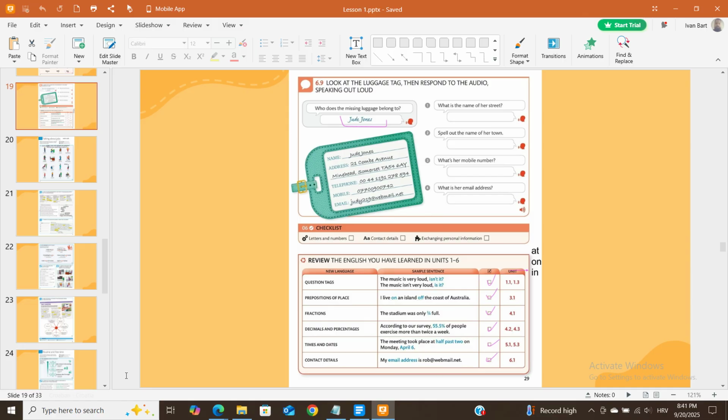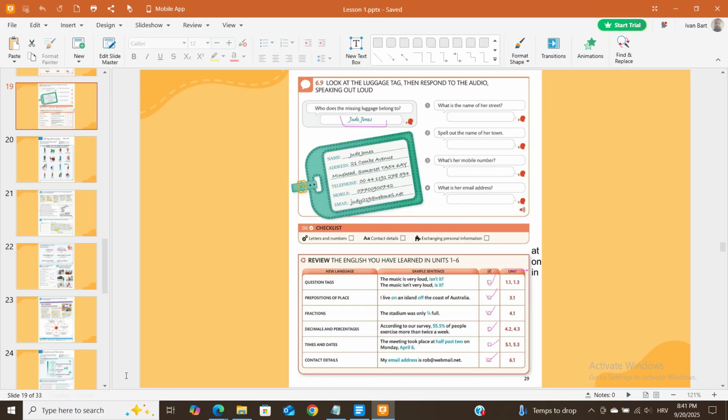Telephone: 00441191278594. Mobile: 07700900742. Email: judy219@webmail.net. What's her mobile number? What is her email address?